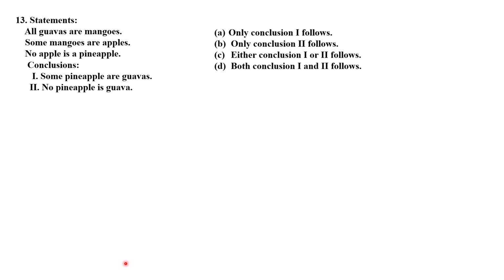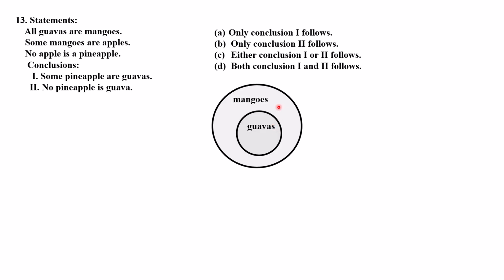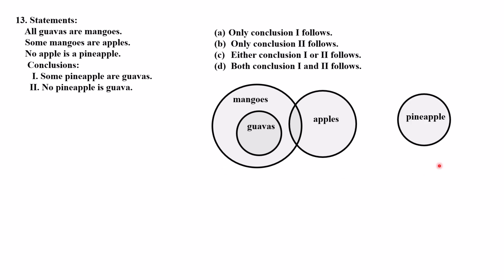Now question number 13. Again, statements are given and based on that two conclusions are given. So first statement is all guavas are mangoes. So let's draw the Venn diagram. So all guavas are mangoes. Then some mangoes are apples. And then no apple is a pineapple. Now see, this is one way of drawing it. No apple is a pineapple. Yes, so I have kept the pineapple outside.